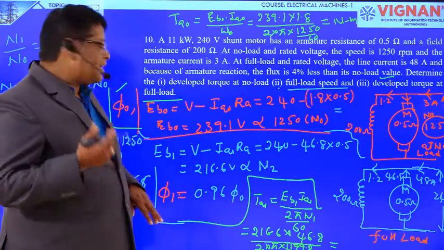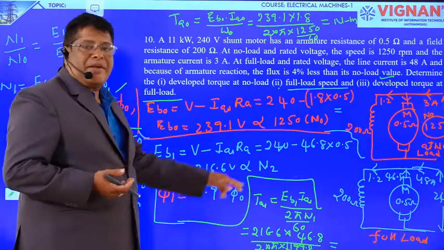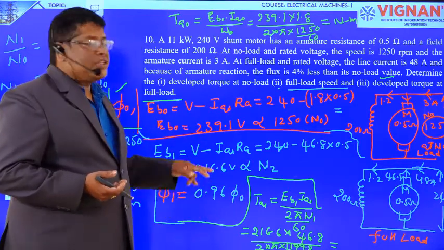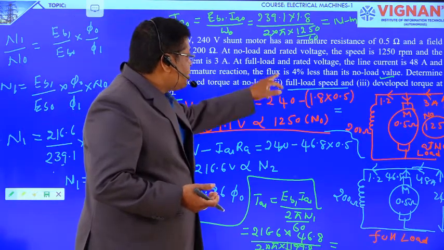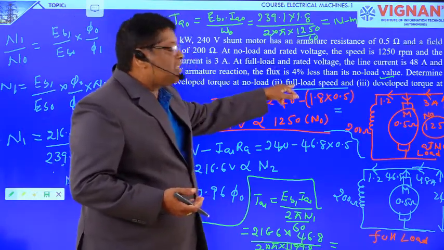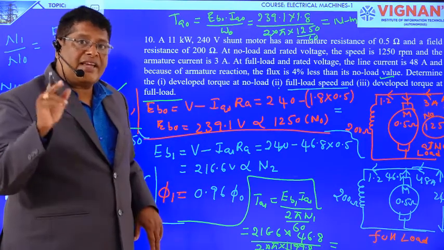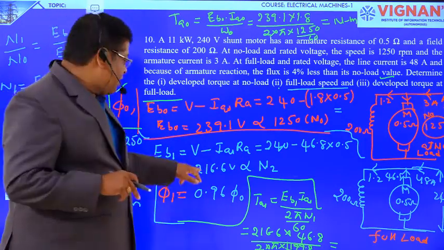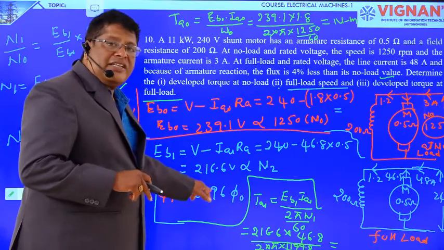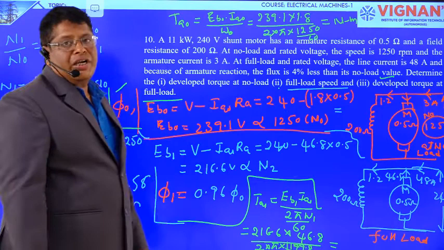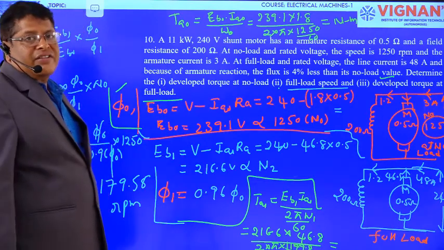So in the second case, the flux coming from the pole that we have taken as phi 1 is decreased by 4% from the no load flux. We have taken the no load flux as phi naught. So here 4% less means 0.96 times phi naught. Phi 1 equals 0.96 times phi naught.